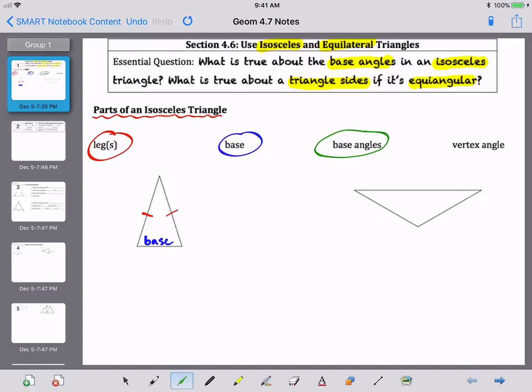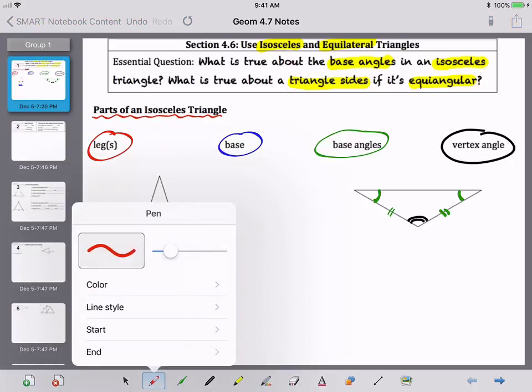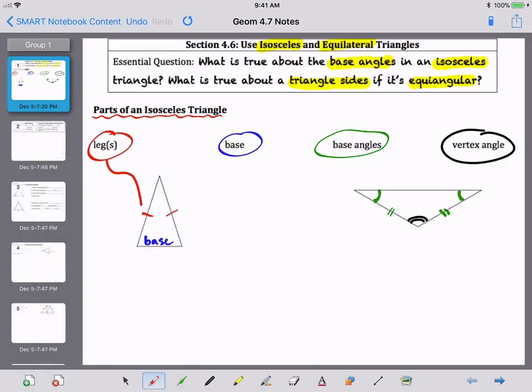So here in this case, if this side and this side are congruent, our base angles would be here and here. Alright, and then the last thing we discussed in an earlier lesson is the vertex angle. In this case, this here would be the vertex angle. Alright, so we have these different pieces.